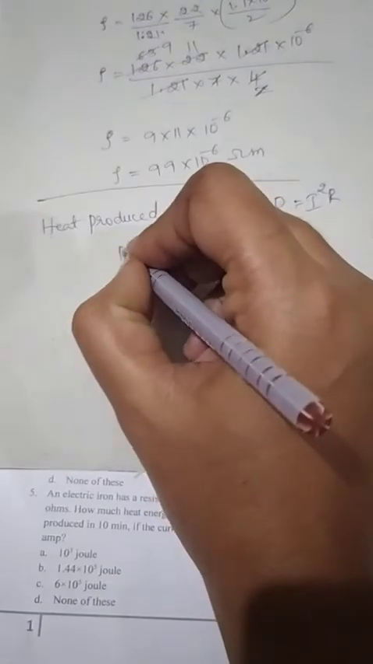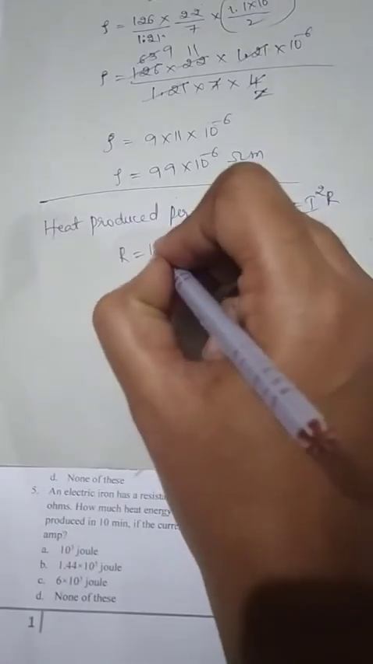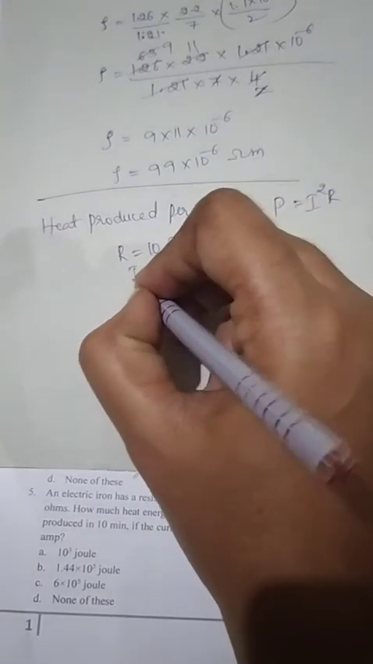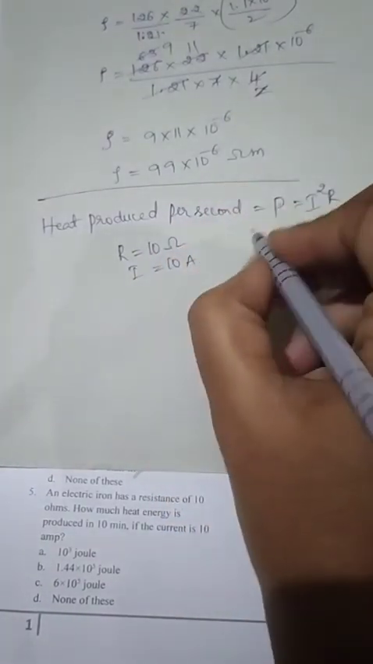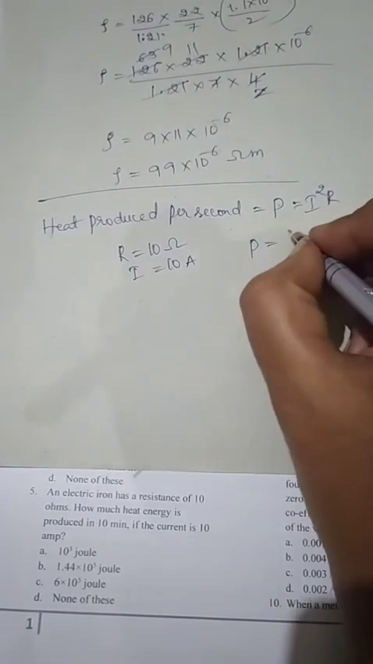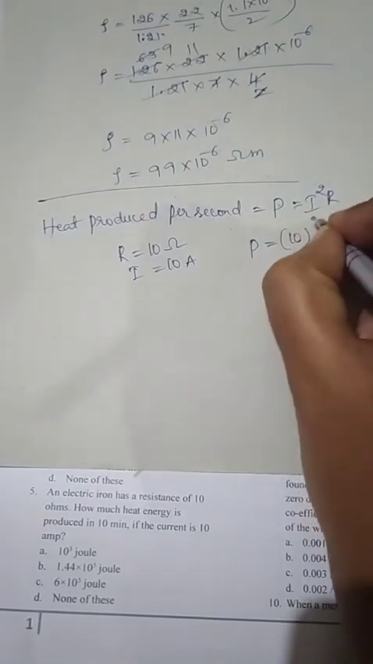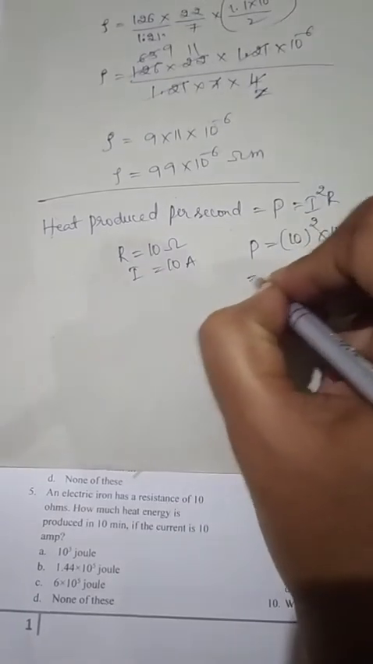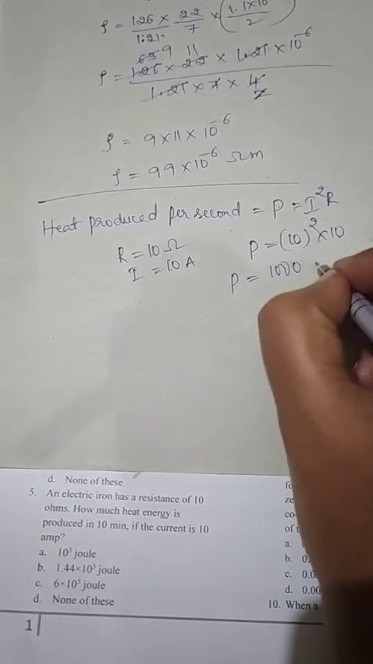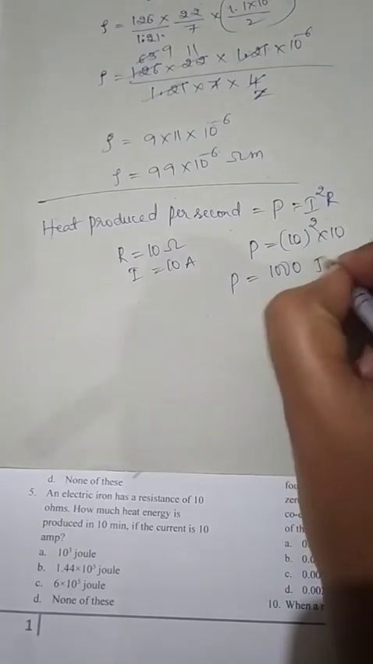Here, resistance value should be 10 ohm. Current will be 10 amps. Hence, heat produced per second or power should be equal to 10 square into 10. P equals 10 tens are 100. 100 into 10, 1000 watt or joule per second.